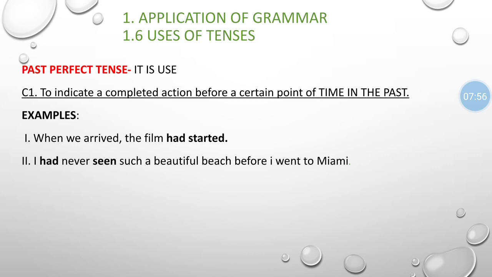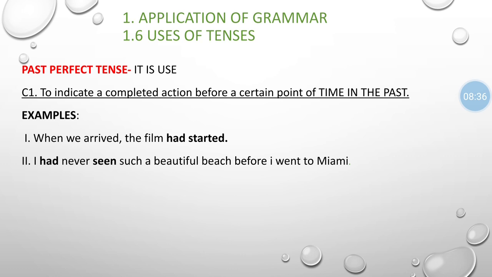It indicates a completed action before a certain point of time in the past. When we arrived, the film had started. When we reached the station, the train had left the station. In both examples, when we arrived, simple past is used, but at the time of arrival, the film had already started. At the action of reaching the station, the train had already departed. Had departed, had left, had started indicate past perfect tense.